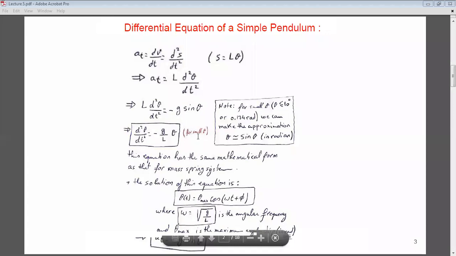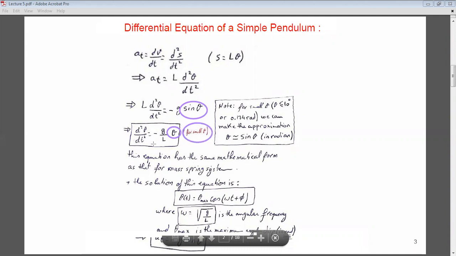For very small values of theta, that's when theta is less than 10 degrees or 0.174 radian, for angles very much less than these, sine theta is equal to theta. And this is why here, we put theta instead of sine theta. This only happens for very small values of theta.